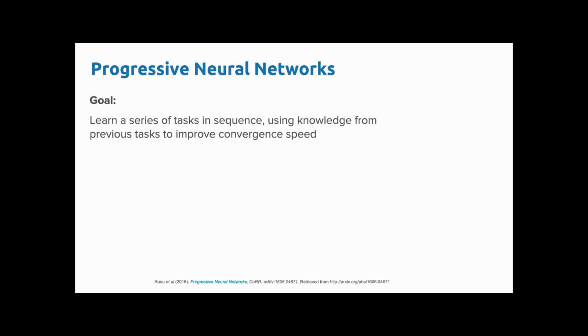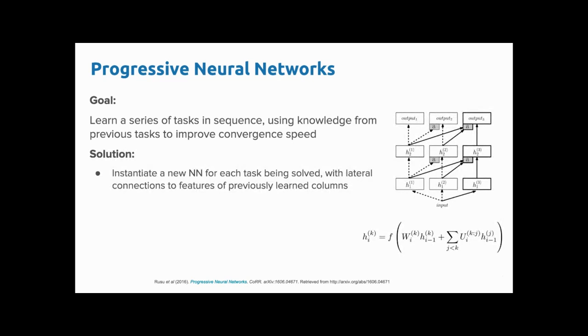All right, so lastly, I will cover another interesting work really quickly. This one I won't dive into in too much detail. It's a paper published by this group at DeepMind on progressive neural networks. The idea is to learn a series of tasks in sequence, using knowledge from the previous tasks to improve convergence speed. What we have seen so far is that the network's backbone remains more or less the same, and you just stack a different task head on top.